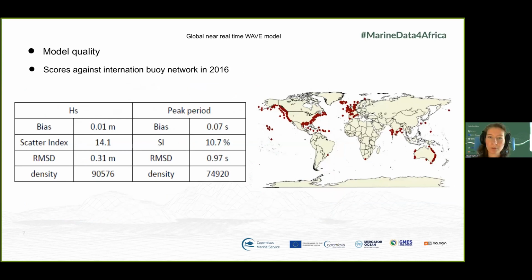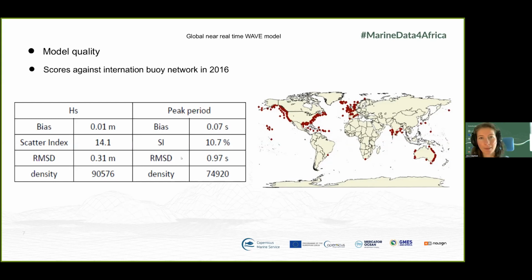We have used the in-situ network of the Copernicus Marine Service, and the mean error for significant wave height is 30 centimeters, and for the peak period it is 1 second. It's quite good because buoys are mostly located in coastal areas, so those are quite good scores. I show just one case.